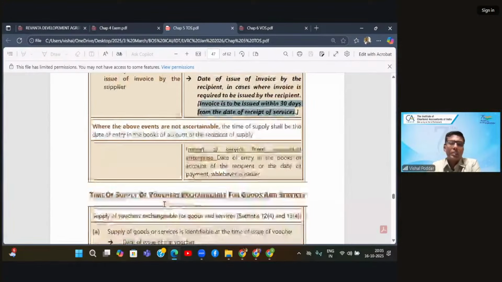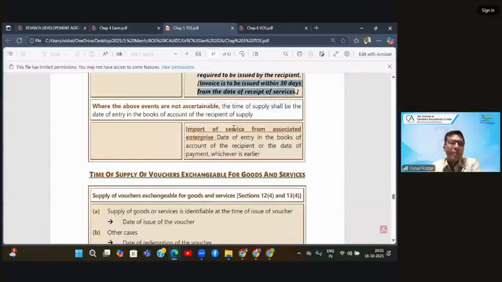Similarly, again in reverse charge for service, one possibility is import of service from your associated enterprise. So where you are receiving service from your associated enterprise or your related person who is sitting outside, there is a possibility that there will be no payment. In such cases, what will be the time of supply? It will be the date of entry in the books of accounts of the recipient, or the payment made, whichever is earlier.